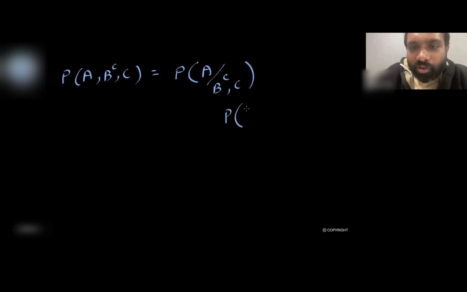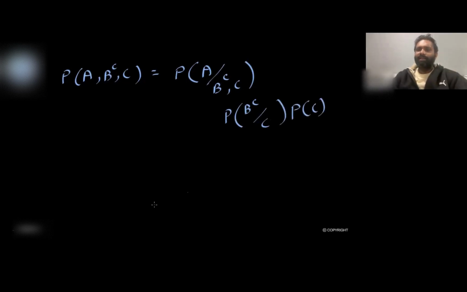So you can get this using the multiplication formula: probability of A given B complement and C, and probability of B complement given C, multiplied by probability of C. Now you can create a Bayes net on this. Let's see how you will create it. See, C is the root variable, so you will create C as a root variable. Then you will have B complement, so from C there is an arrow to B. And from C and B both there is an arrow to A. So this is my Bayes net.